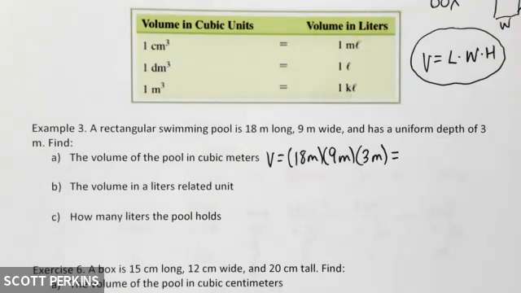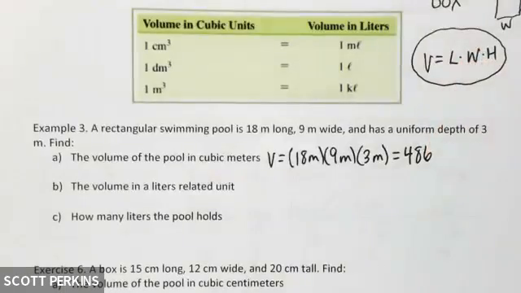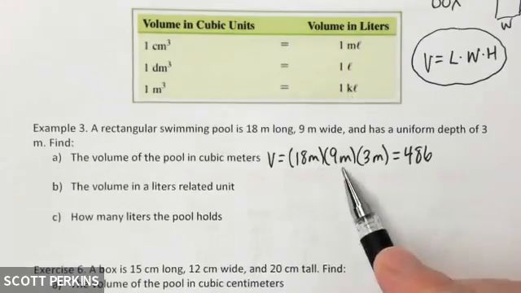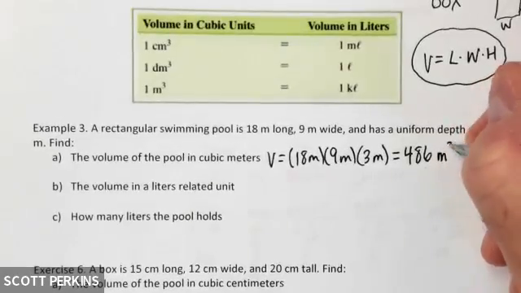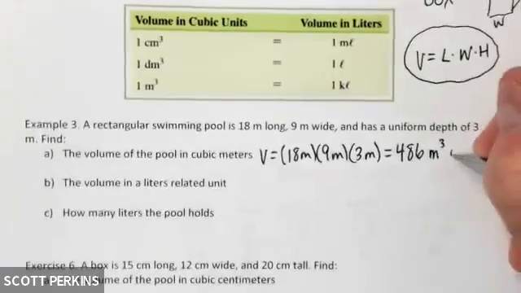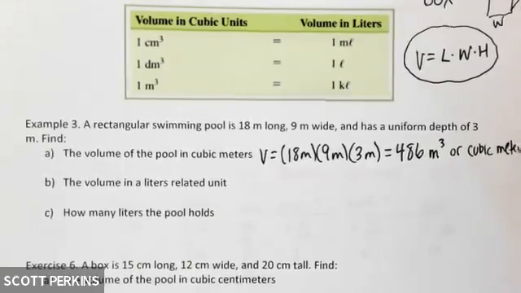All right, well, I can't do that in my head. So it's going to be like this: 18 times 9 times 3. You use your calculator, that gives you 486. And since each dimension is a meter by meter by meter, I'm going to write it like this: meters cubed. But if you prefer, if you don't like exponents, you could write it as cubic meters. Doesn't matter which way.